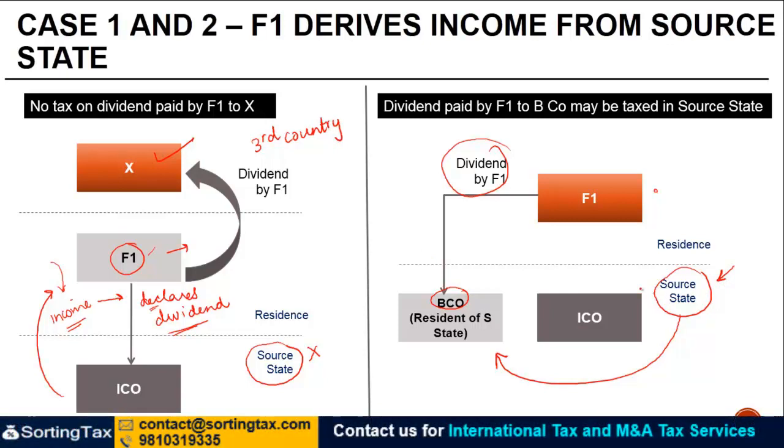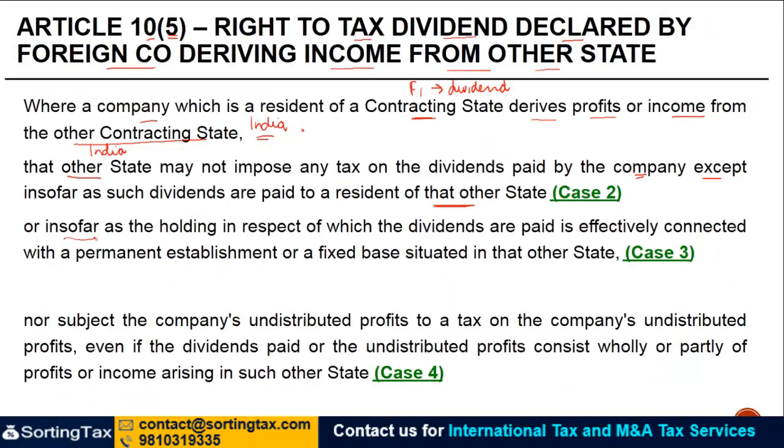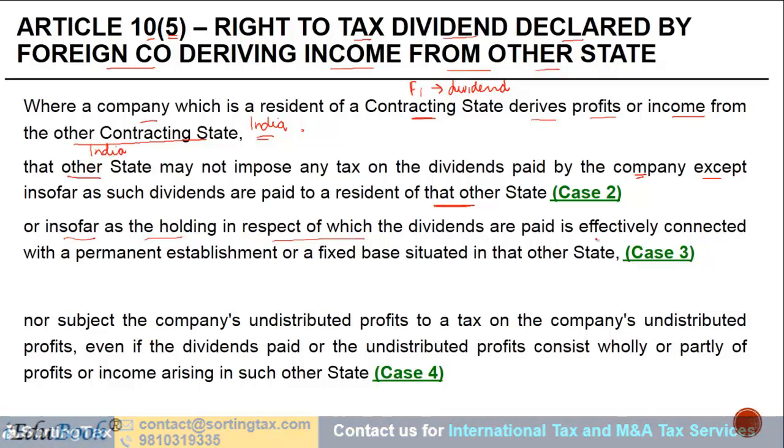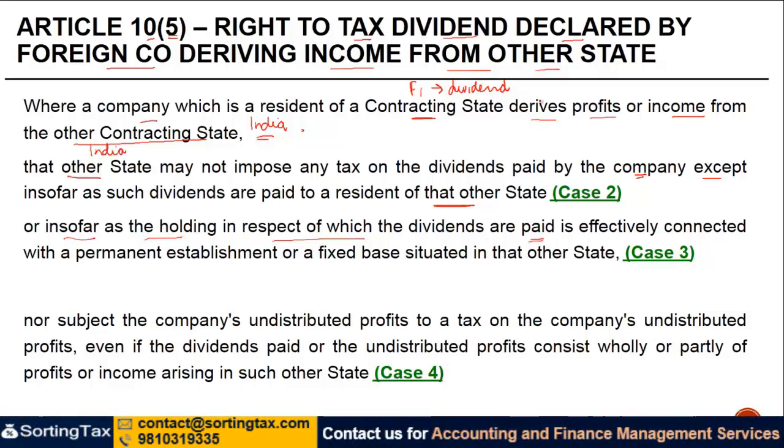First exception is if the person receiving the dividend is a resident of the source state. Or insofar as the holding in respect of which dividends are paid, so if the foreign company pays dividend on certain shares and that ownership or the holding of shares is effectively connected with a PE or a fixed base situated in that other state.